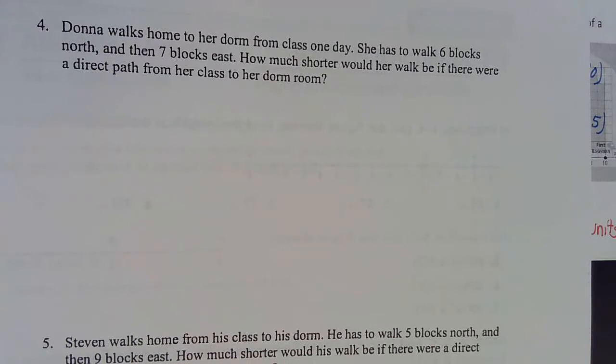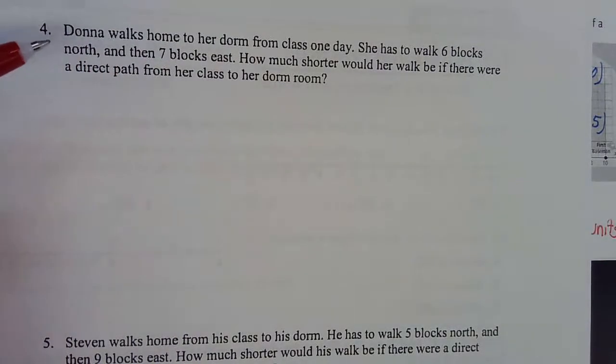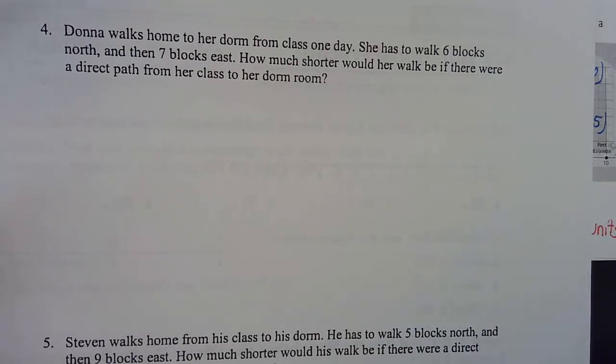Okay, let's take a look at number 4. So again, this is part of your little assignment packet on page 11. And it says that Donna walks home to her dorm from class one day. Everyone's favorite story problems, right? She has to walk 6 blocks north and then 7 blocks east. How much shorter would her walk be if there were a direct path from her class to her dorm?